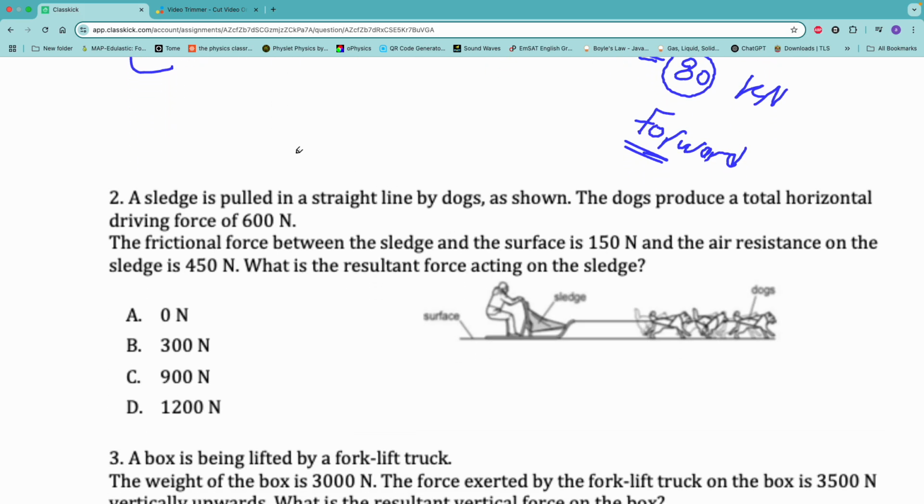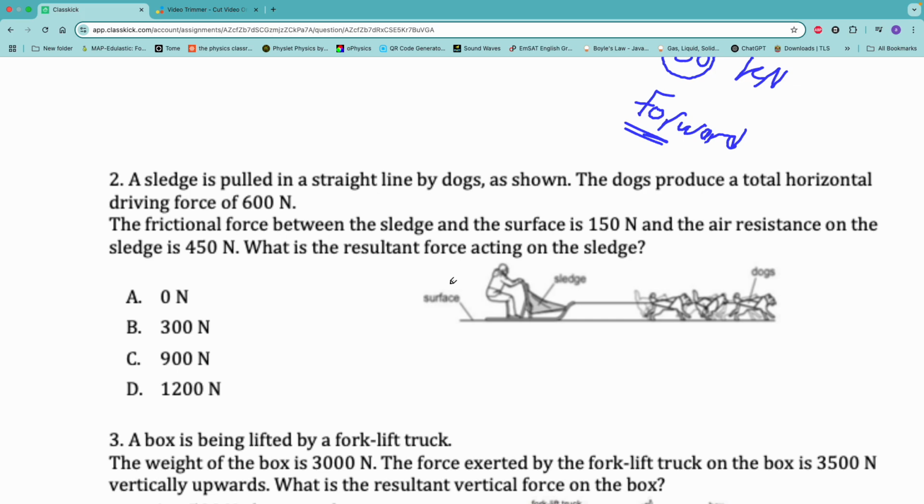Next question here. A sledge is pulled in a straight line by dogs, as it's mentioned here. The dogs produce a total horizontal driving force of 600 newton.